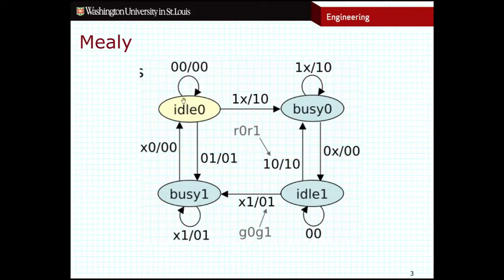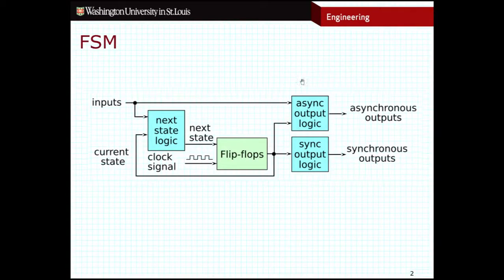So my outputs now depend on not just what state I'm in, but also the inputs that I'm getting as well. So we are defining our outputs as being asynchronous in this particular case. That is the definition of a Mealy machine. A Mealy machine is a finite state machine that has asynchronous outputs. A Moore machine is a finite state machine that uses only synchronous outputs.